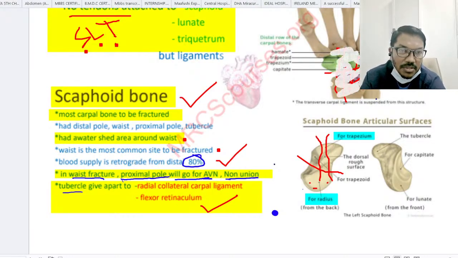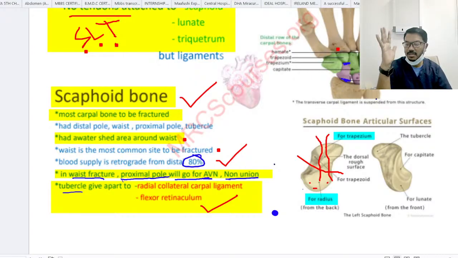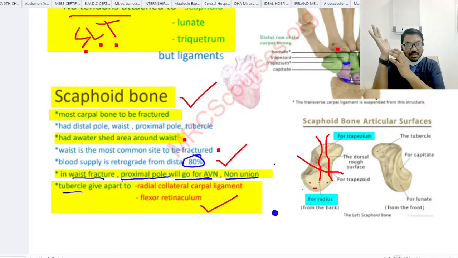You can see in the picture. Scaphoid, it is attached with the radius, and this is the radial part and this is the distal part. Normally, suppose this is my hand. In my hand, blood supply goes from proximal to distal, right? From proximal to distal. But scaphoid is opposite. Its blood supply comes from distal to proximal.